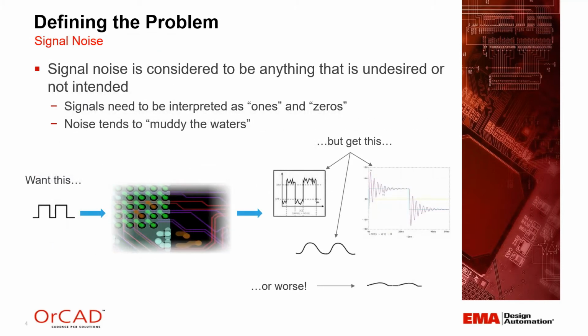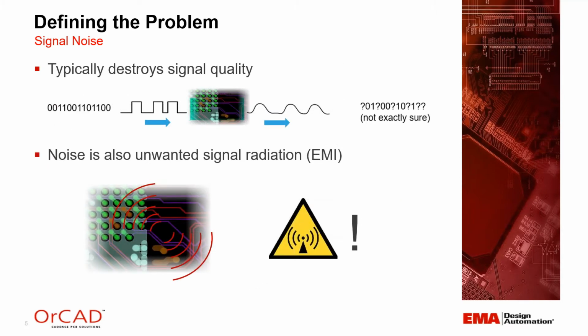So just looking at signal noise, noise really is considered anything that is an undesired or non-intended signal characteristic. As you transmit signals across your board, you want that signal to be received as ones and zeros. So you want a nice clean transmission of the signal, but noise tends to muddy the waters a bit. So you end up getting distortion, you end up getting ringing, or worse, basically just not being able to figure out the content of the signal itself.